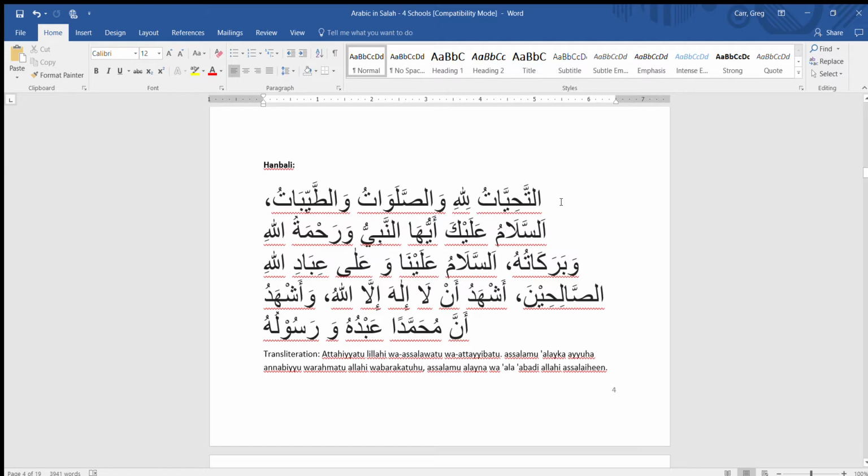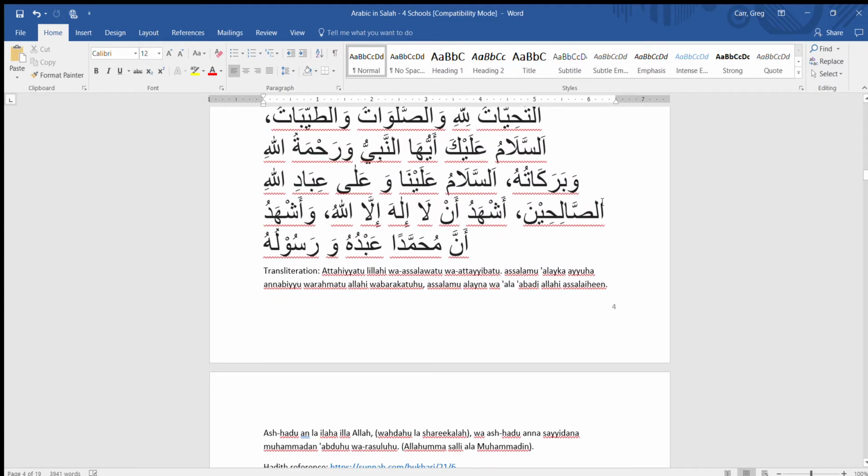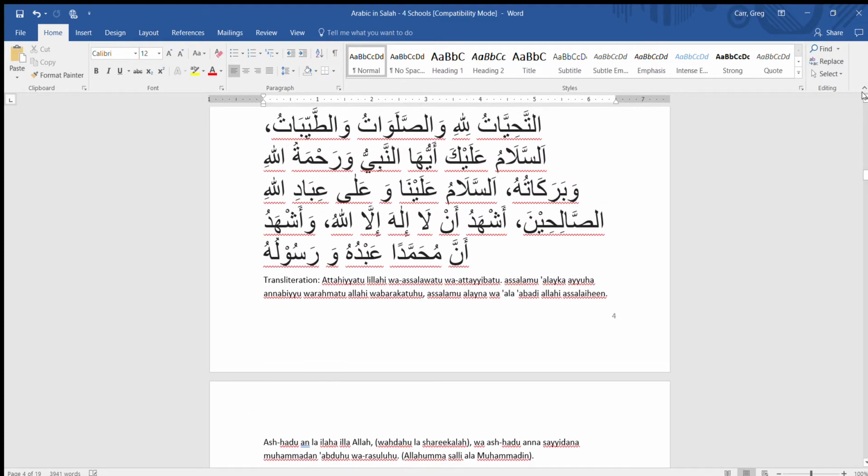Okay, so this first word is at-tahiyatu. Down here you'll see the transliteration. At-tahiyatu lillah. At-tahiyatu lillahi was-salawatu. Notice that you hold the sad here for 2 counts, and you extend the a at this alif. Was-salawatu.